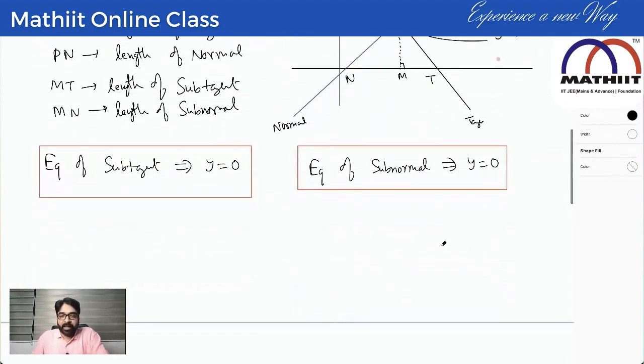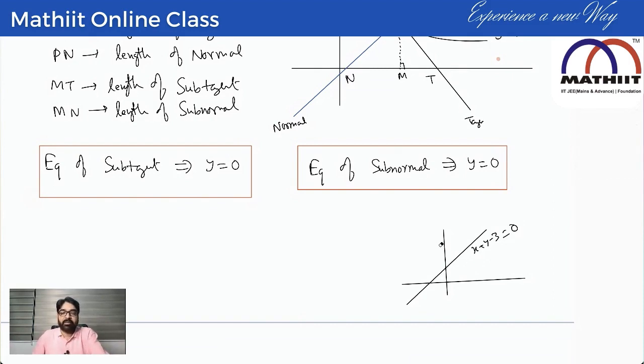Another thing. Look carefully, everybody, please. Suppose this line equation is x plus y minus 3 equal to 0. Don't think that I drew the line wrongly; of course, I drew it wrongly. Suppose this line equation is this. Right? What is the equation of only this portion, which I shaded?